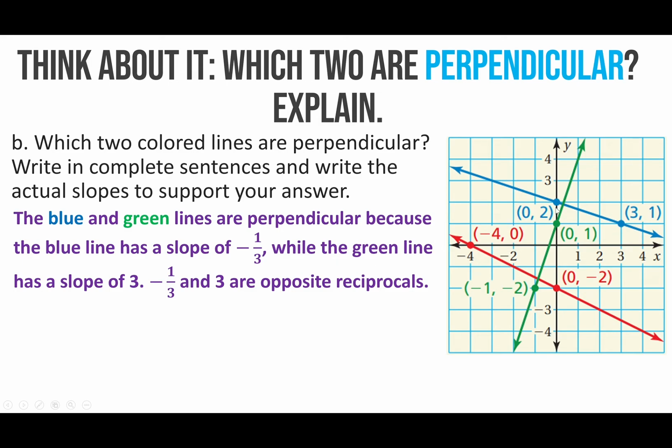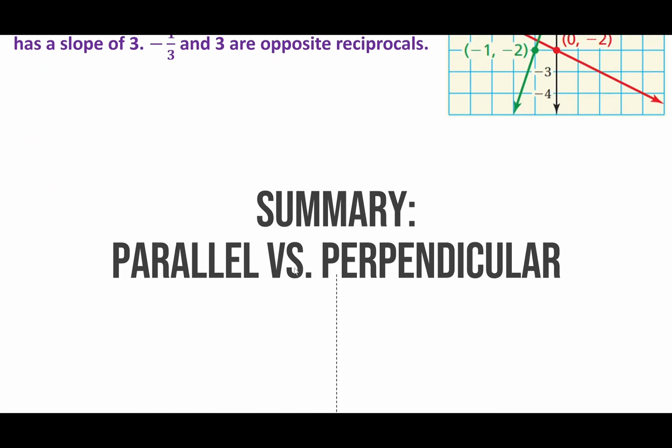See, it goes down 1 over 3, negative 1/3. And the green line has a slope of positive 3 over 1, so it goes up 3 over 1. So you can say because one has a slope of negative 1 over 3, and the other one has a slope of 3 over 1, they are opposite reciprocals. Therefore, they are perpendicular. Whew, okay.